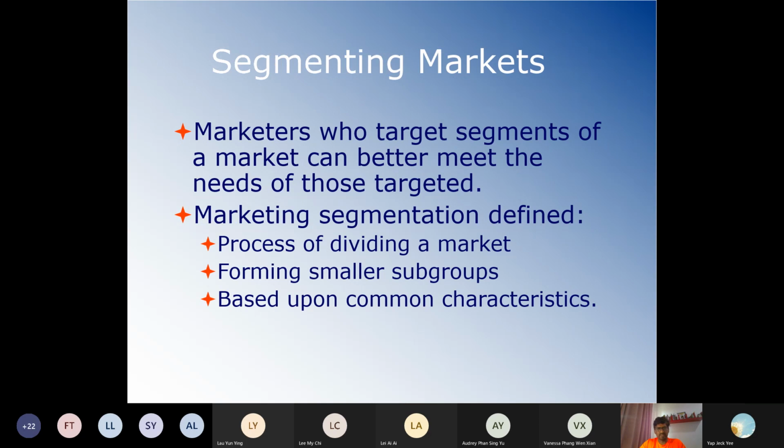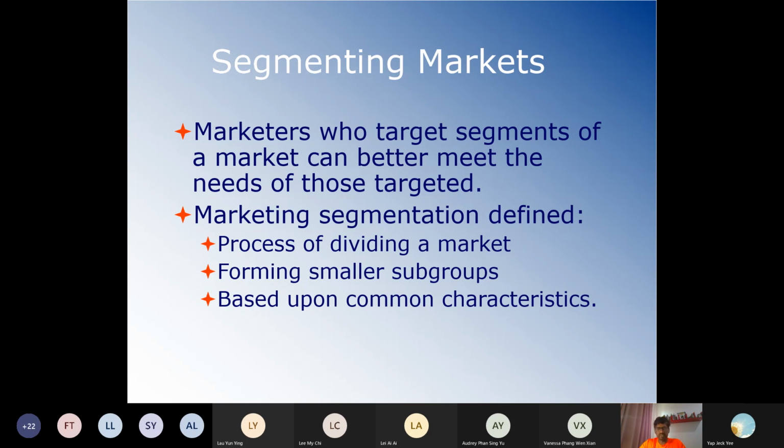So segmenting markets, marketers who target the segments of market can better meet the needs of those targeted. So that's the main thing. When you identify your segment, you will be able to serve them better, because you will be understanding them better. So you group them according to their perception, their attitude, or their age or race, whatever the parameter that we choose, and according to that you will be able to understand their needs, and then you will be able to meet them in a better way.